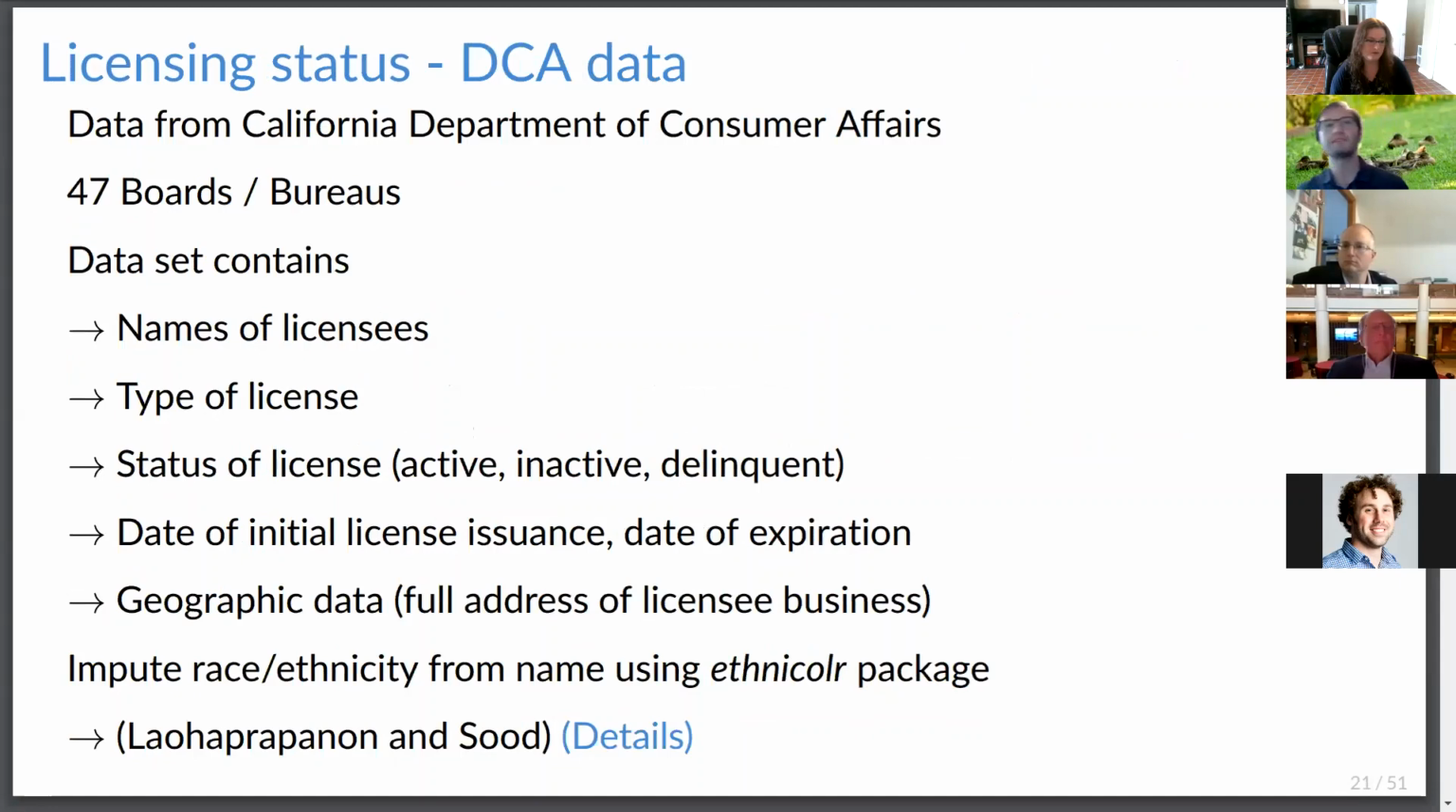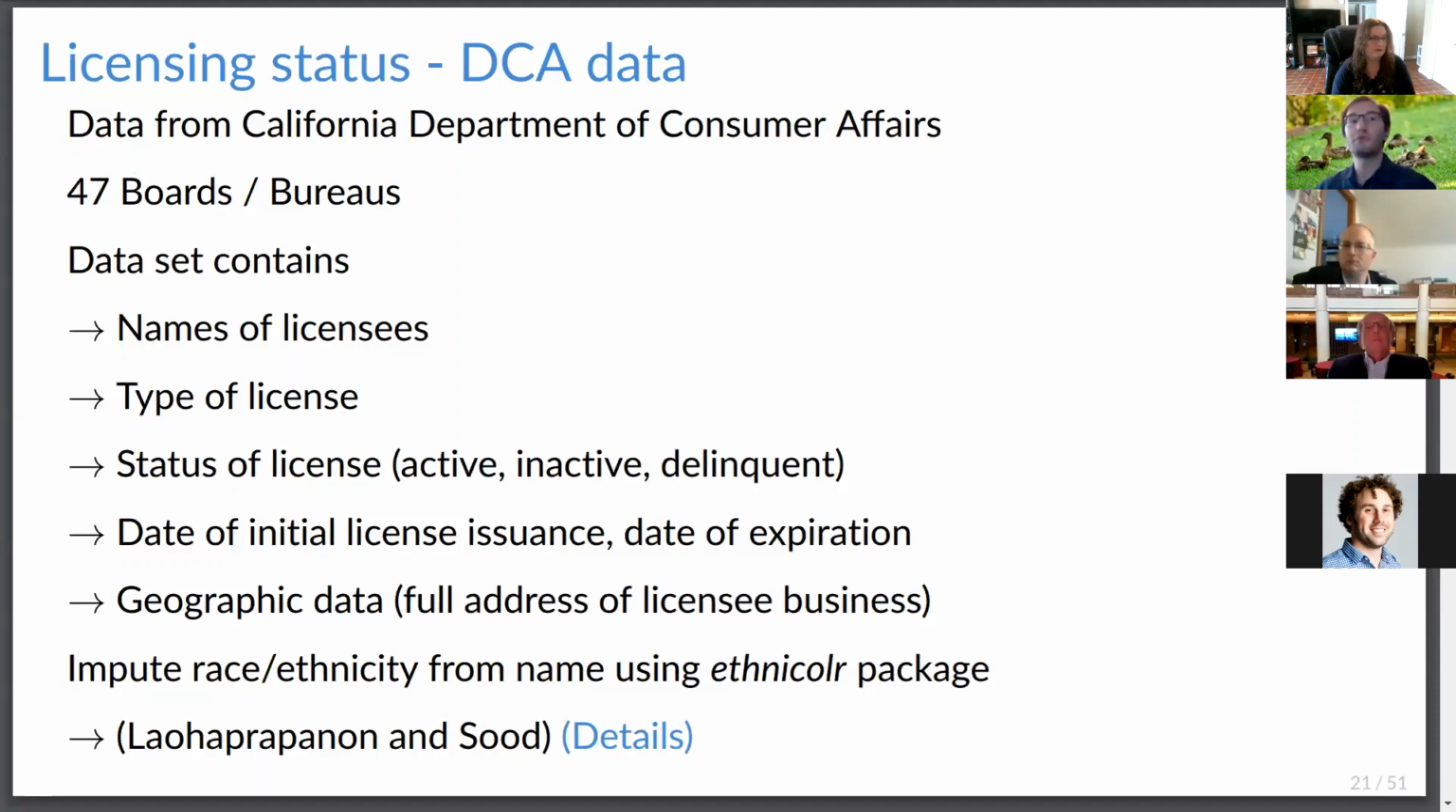And so a little bit more about this data. There are 47 boards and bureaus represented. The data contains the name of the licensee, the type of license, like barber license or manicurist, the status of the license, the date when the license was initially issued, which is very important, and when it expires. And there's also pretty rich geographic data for where the business is located, which I'm not even using yet. So at some point, I'm hoping to start using that data.